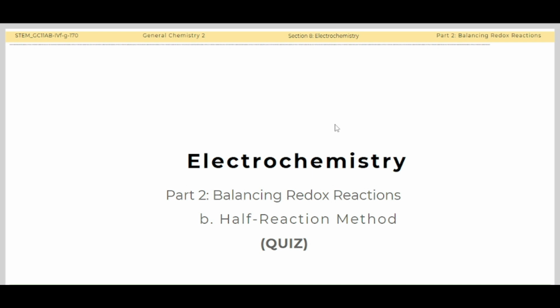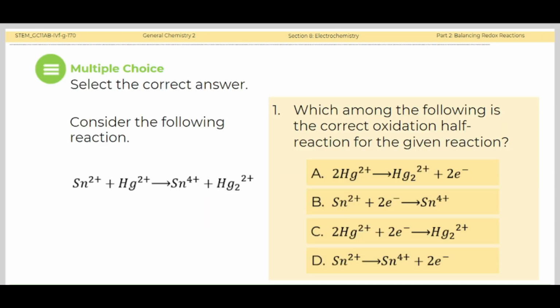Welcome to the General Chemistry 2 class. This question is about balancing redox reactions by the half reaction method. Let's begin. Number 1.